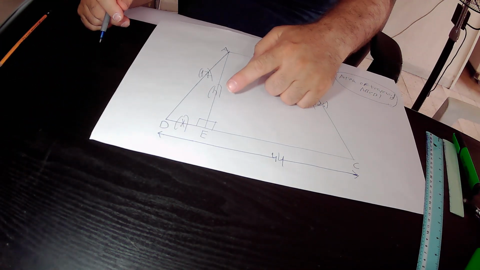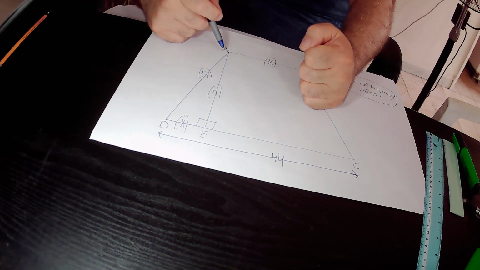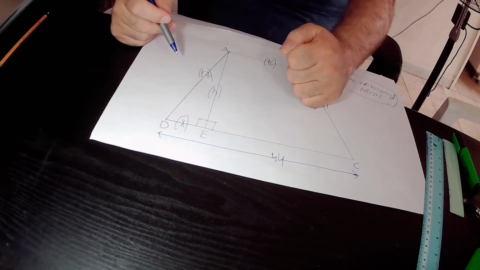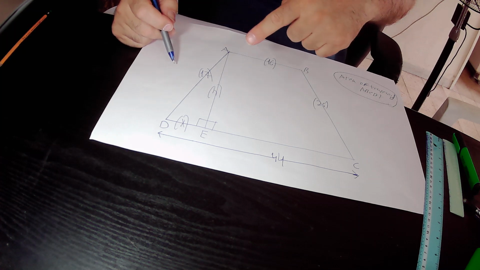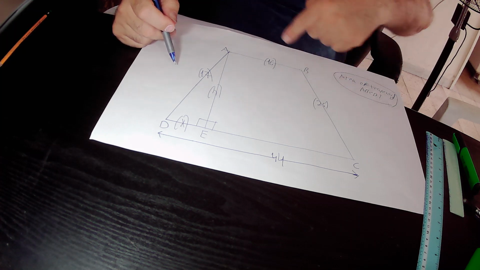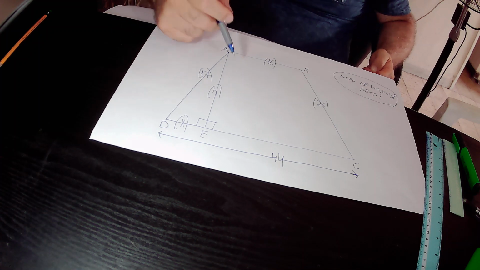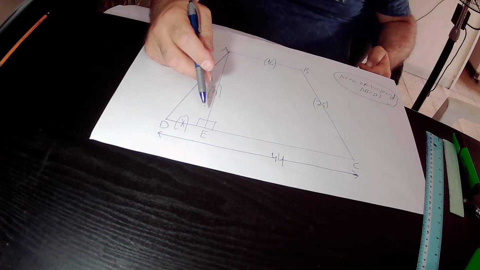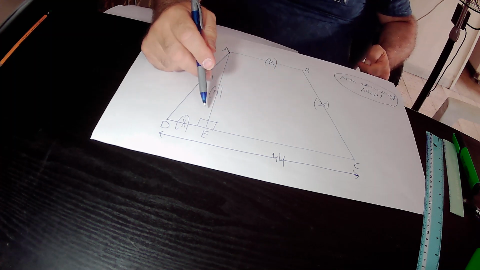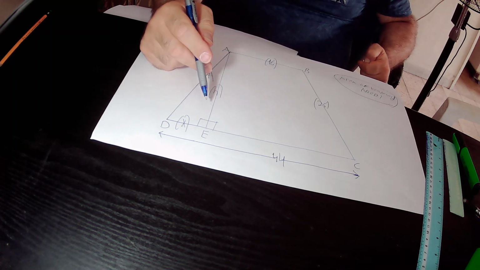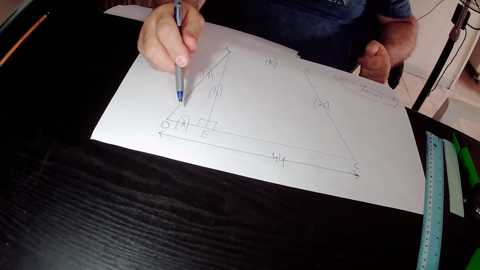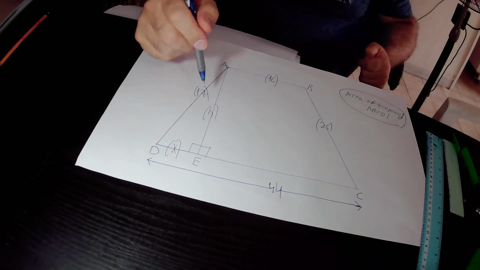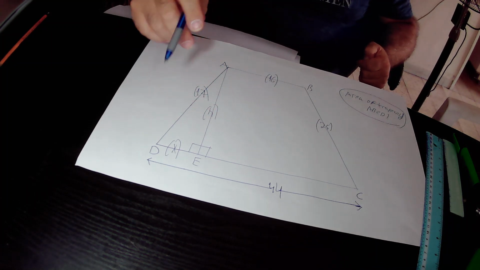AE, that is equal to h, is one side of the right triangle ADE, but AE is also the height of this trapezoid ABCD. Why is AE, equal to h, the height of this trapezoid ABCD? Because AE creates 90 degrees with the base DC. So AE is also the height of this trapezoid ABCD. In the next step, copy the right triangle AED in a new page and we'll implement the Pythagoras theorem on this right triangle AED.